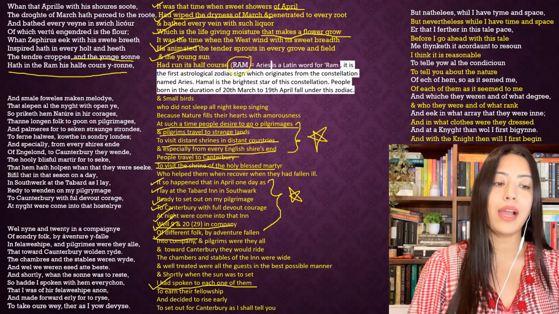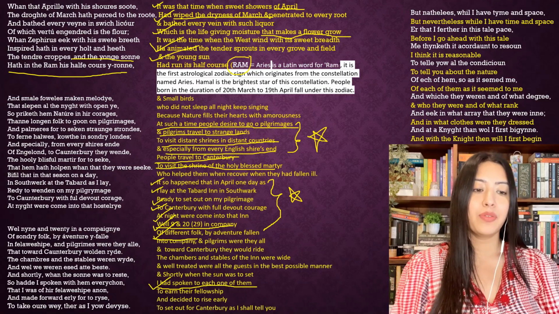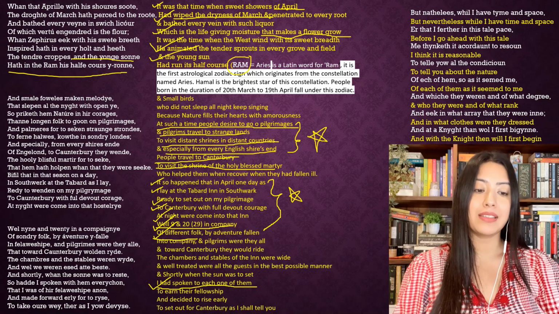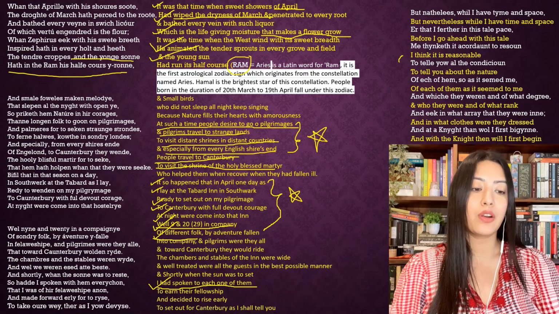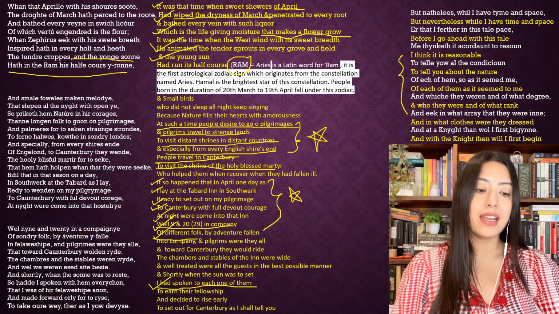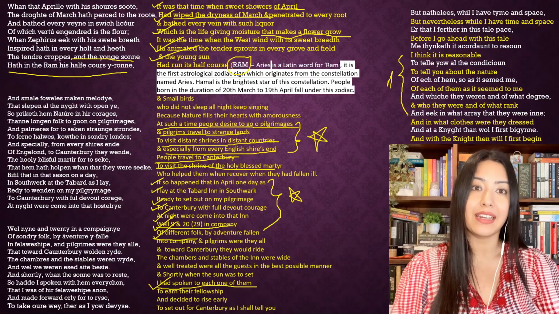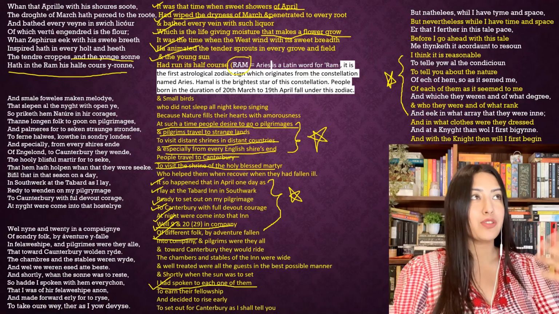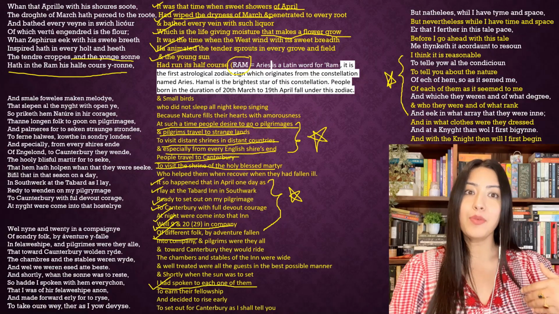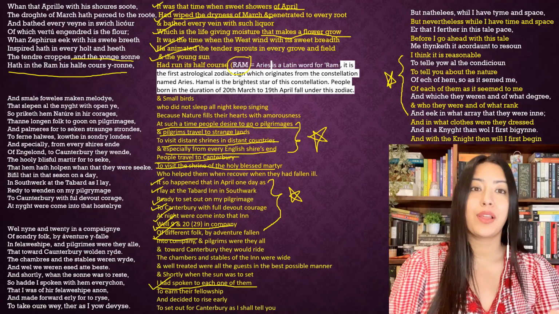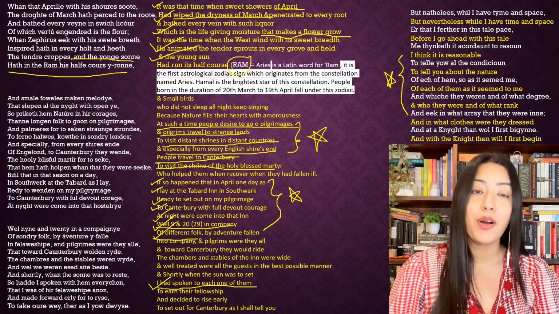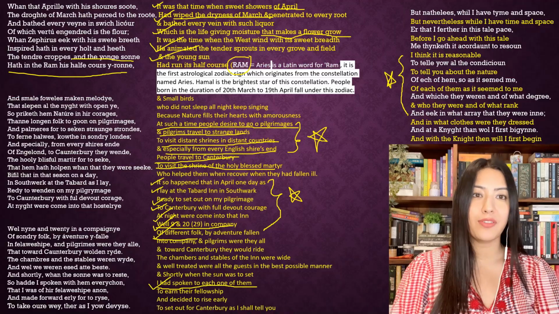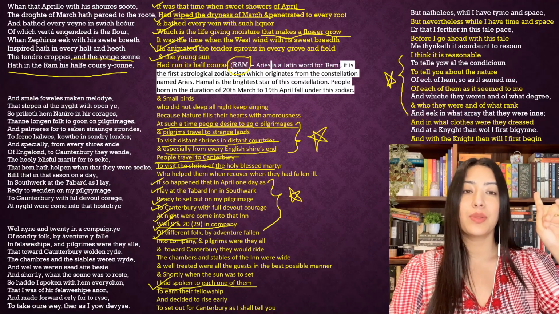But nevertheless, while I have time and space, Chaucer is telling us, before I go ahead with this tale, I think it is reasonable to tell you about the nature of each of them as it seemed to me, and who they were and of what rank, and in what clothes they were dressed, and with the knight then will I first begin. So what he's saying here is, I talked to all of them, I got to know them, I observed them, I got to know about their natures. Now I'm going to tell you who they are, what they were wearing, and which rank they belonged to. So he's going to tell us about each of these pilgrims, and that's the prologue to the Canterbury Tales. One after the other, he tells us about the characters, and it is with the knight that he's going to begin.